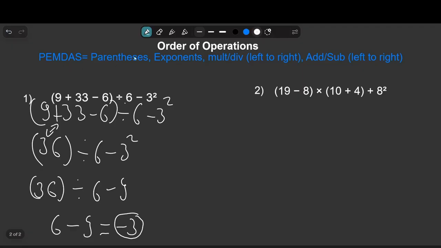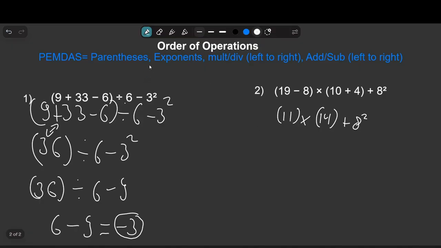Do we have parentheses? Yes, we do. We have 19 minus 8 and 10 plus 4. So first we solve these two. 19 minus 8 equals 11, and 10 plus 4 equals 14. We keep the times, we put two parentheses around them, and we are done with the first step. So we are done with the parentheses. Now let's write the 8 squared next to it and jump over to the next step.